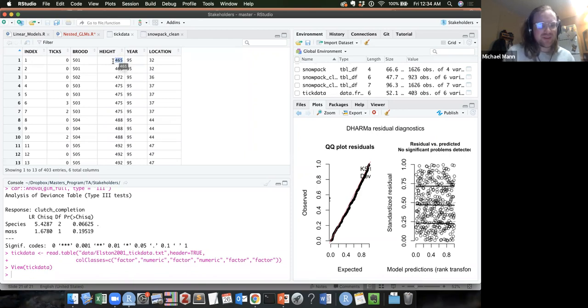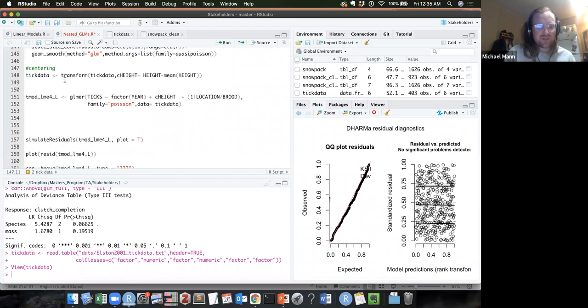So they're basically looking at were there differences in the number of ticks found at different elevations or at different years. And then their random effects is the brood nested within location.